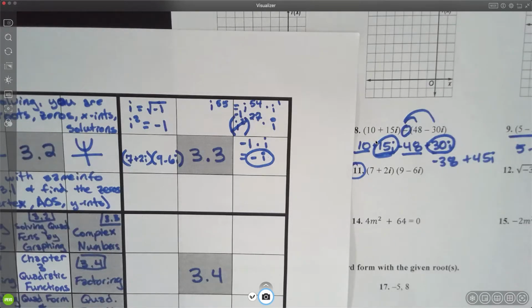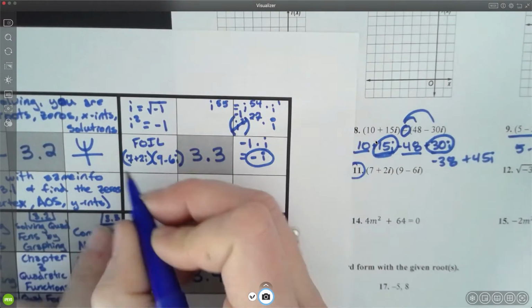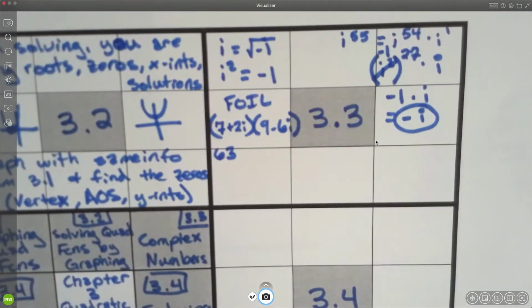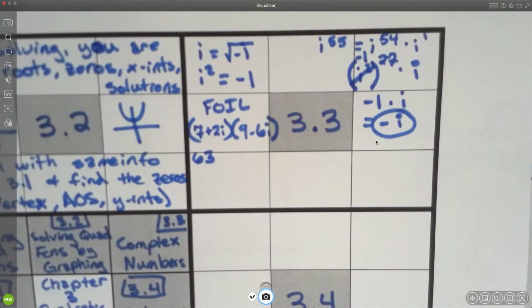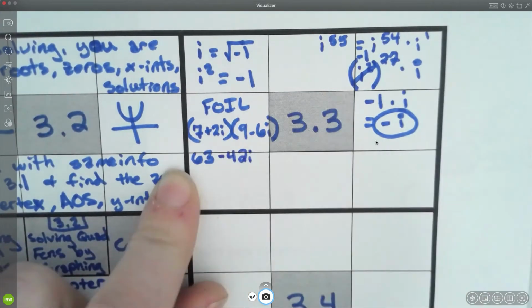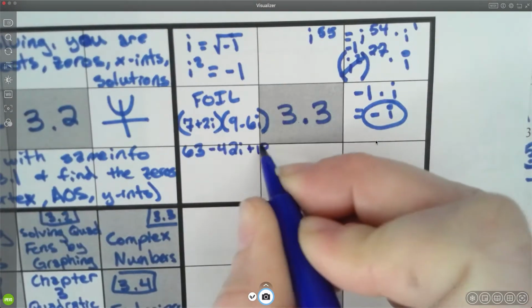How do I multiply this together? FOIL. F-O-I-L. So I take 7 times 9. That's 63 to start with. Then what do I multiply together next? The outsides: 7 and negative 6, which is negative 42i. Next, the insides: 2i and 9, which makes 18i. And then the last terms, 2i and negative 6i.